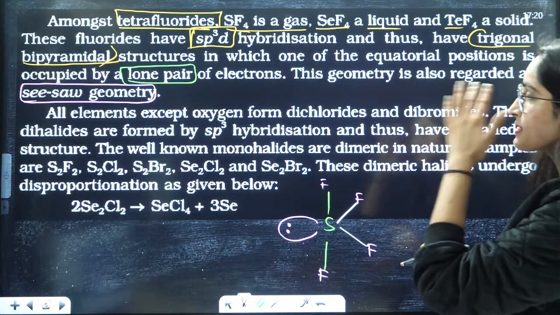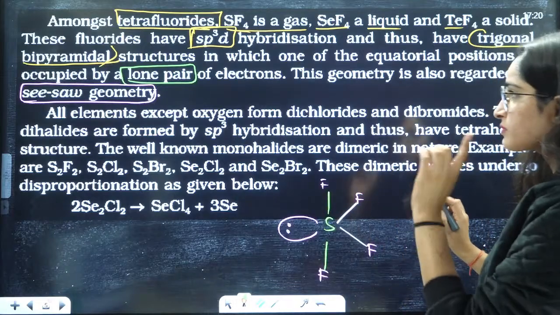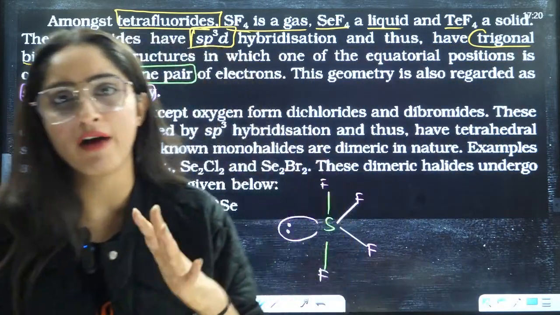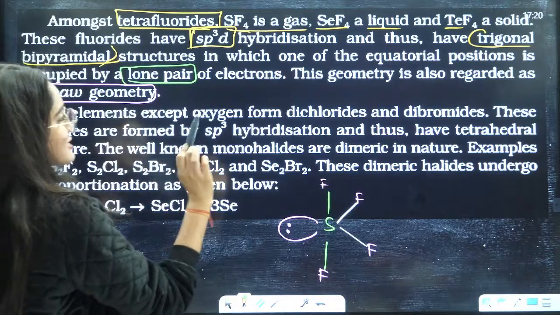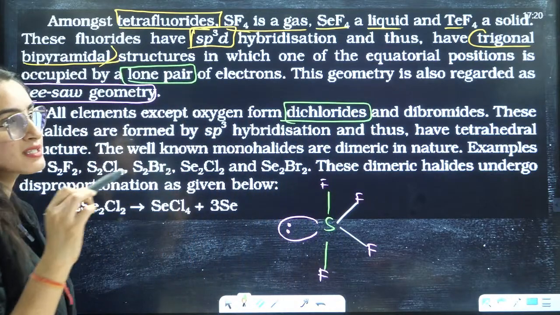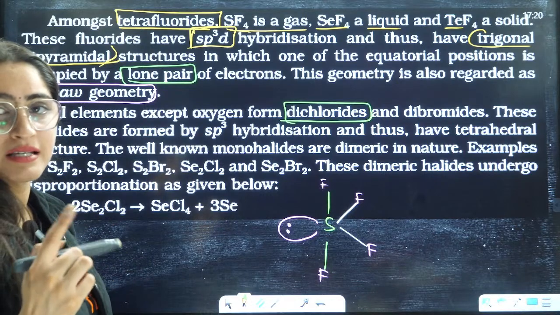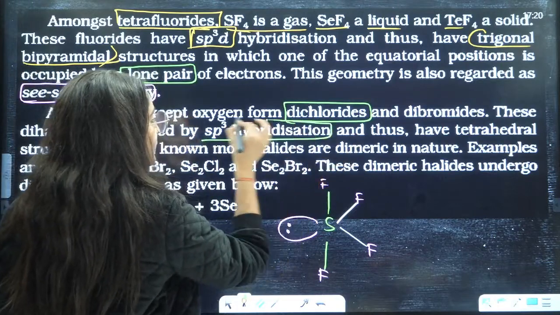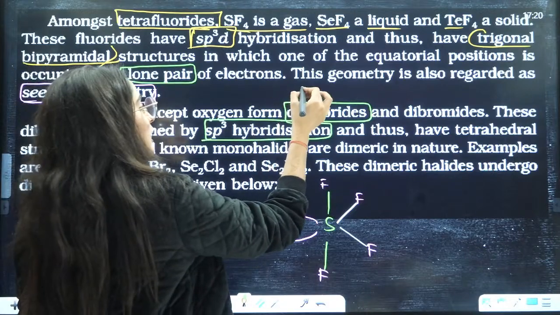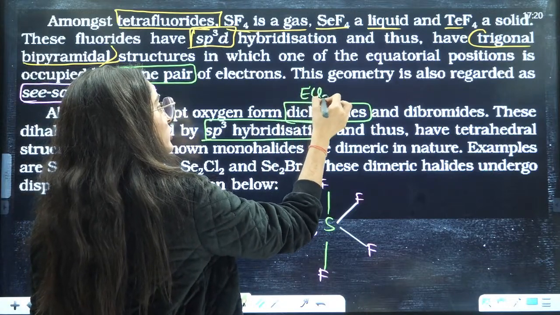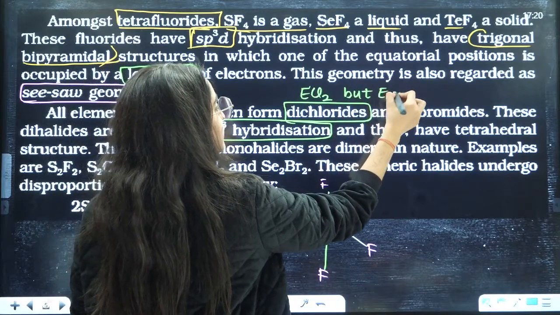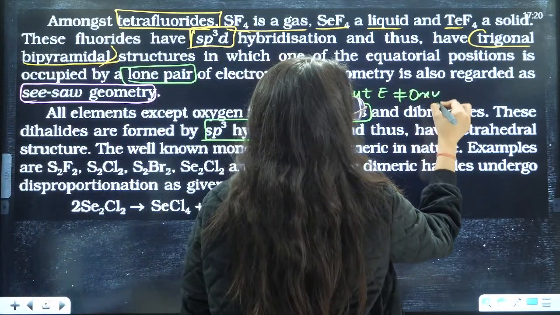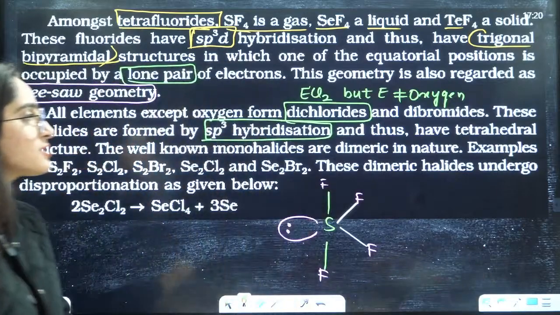All elements except oxygen form dichlorides. Now we are talking about di. From tetra we come to dichlorides. So all elements except oxygen form dichlorides like SCl2, SeCl2, TeCl2. These dihalides are formed by sp3 hybridization. They are talking about ECl2, but E should not be oxygen. So these have a tetrahedral structure.